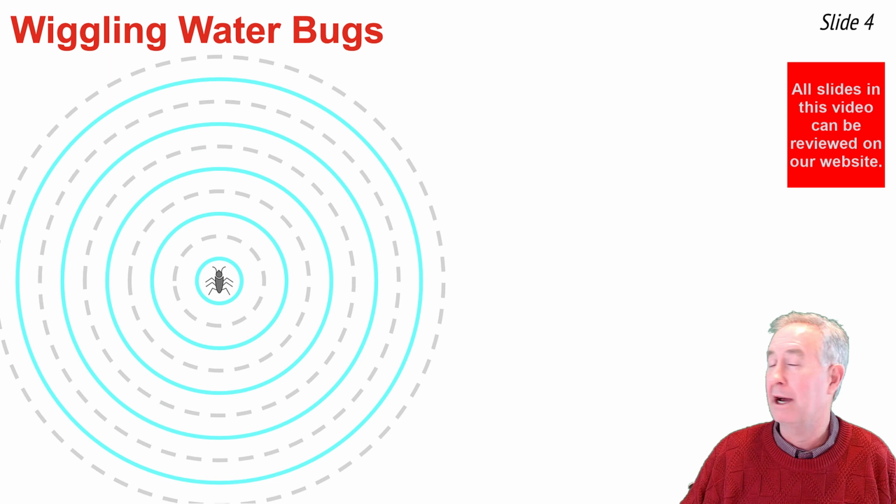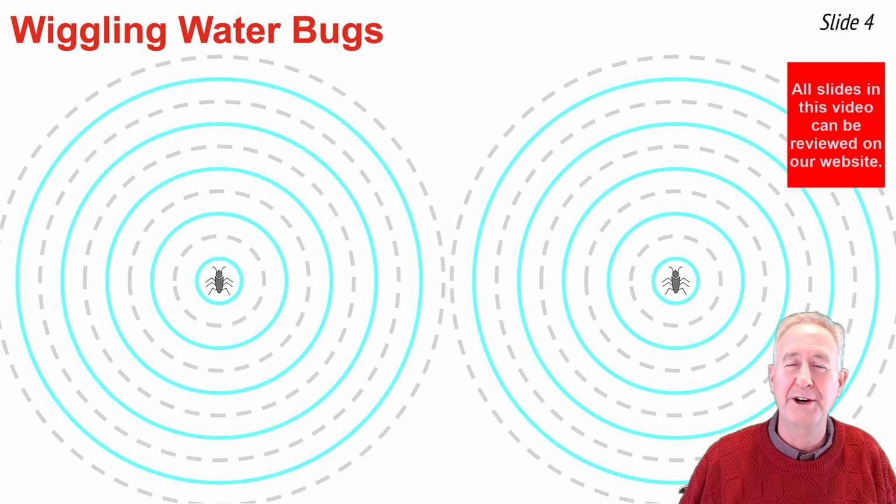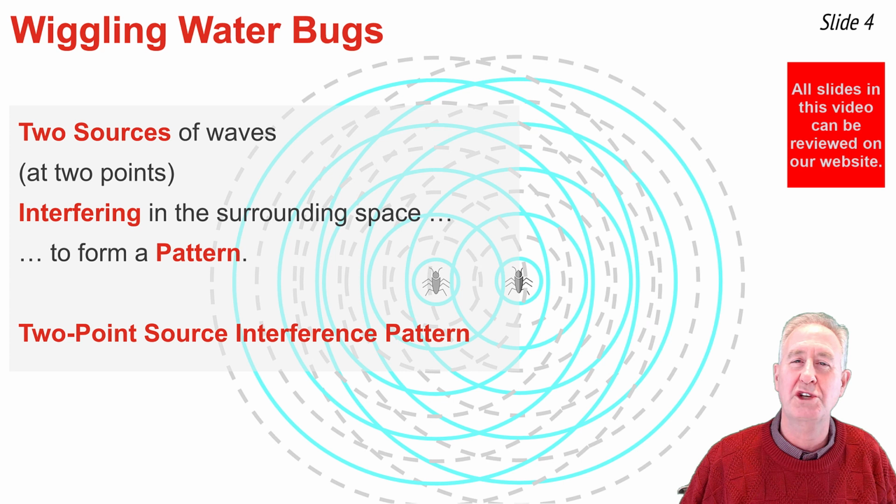Now let's consider a second bug doing exactly the same thing, producing a collection of crests and troughs traveling along the water's surface. If these two bugs were near to one another, the collection of crests and troughs would interfere constructively and destructively to produce a pattern that you see here. We would refer to this as a two-point source interference pattern because the waves from the two points or sources, the bug's location, are interfering constructively and destructively to produce a pattern.